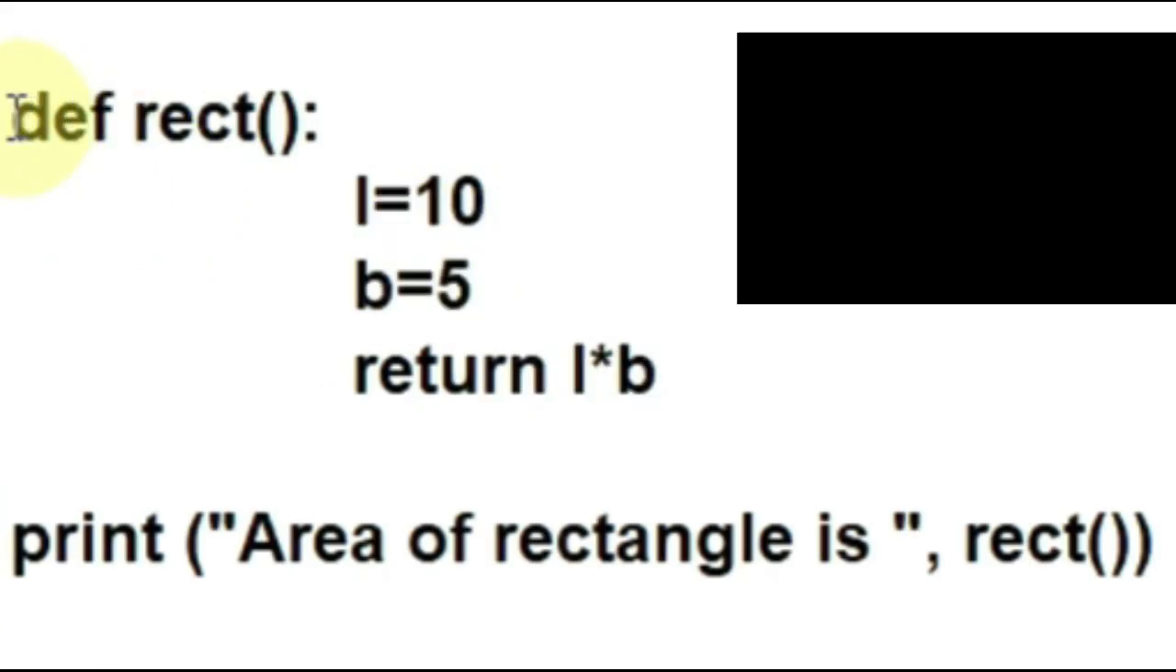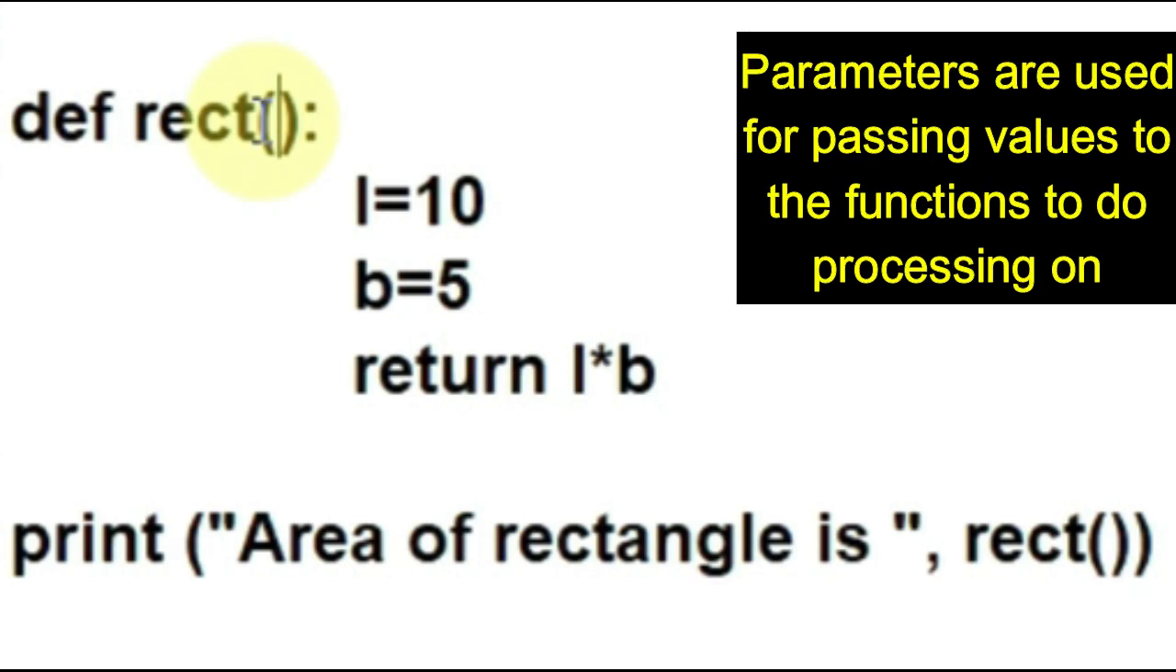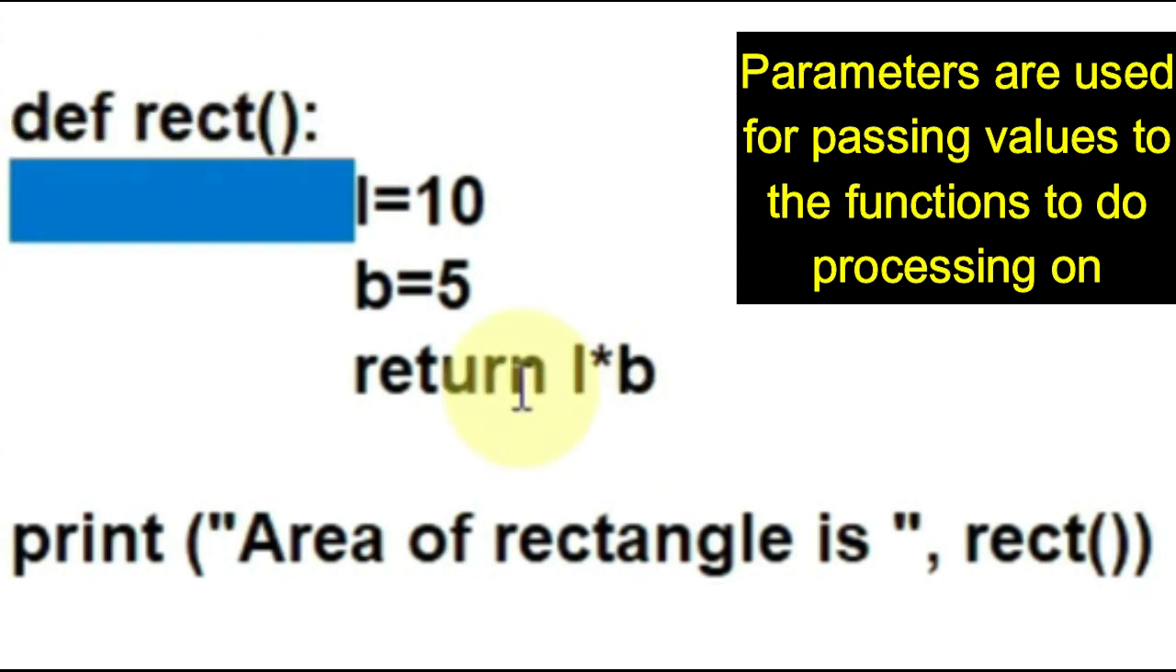See, this is a function. Functions in Python begin with the def keyword. After that there is a function name. Then there are parentheses. Within the parentheses we'll be using parameters. We'll be understanding parameters in the next program. And finally there is a colon. These indented statements are the body of the function.